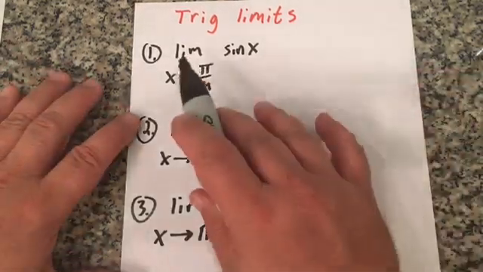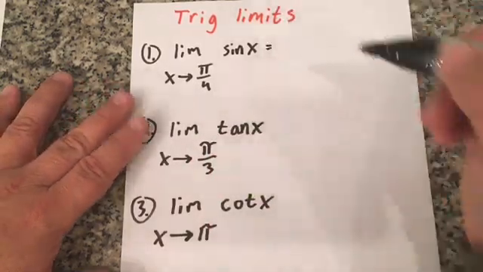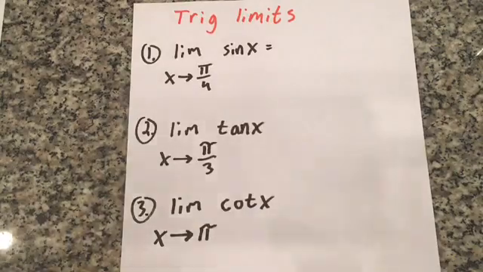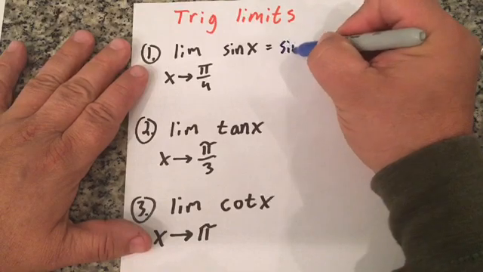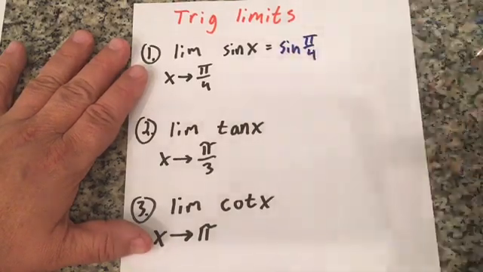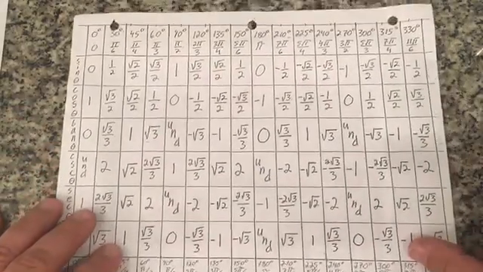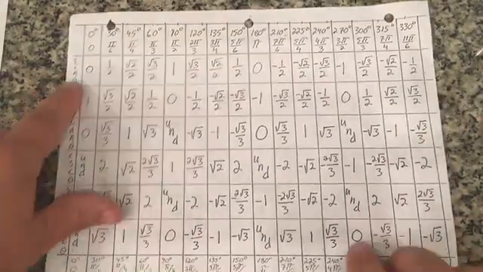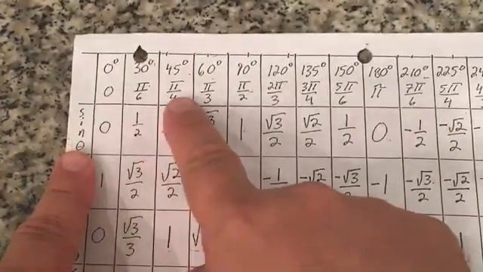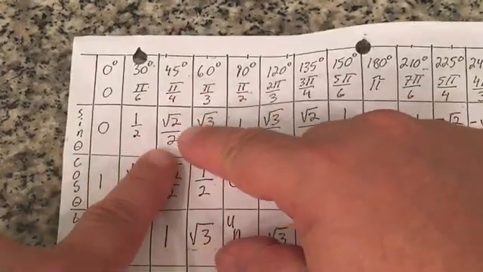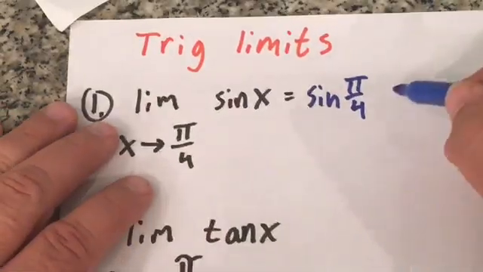I want to know what the limit as x approaches pi over 4 of sine x is. In order to do that, these are basically algebraic limits. You want to plug in pi over 4. So I need to find out what sine of pi over 4 equals. And here it comes, the big trig table. I'm going to scroll over to pi over 4. Sine of pi over 4 is root 2 over 2. And that's how you do it.